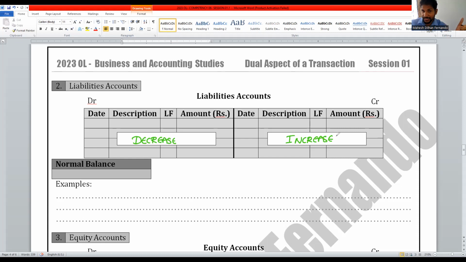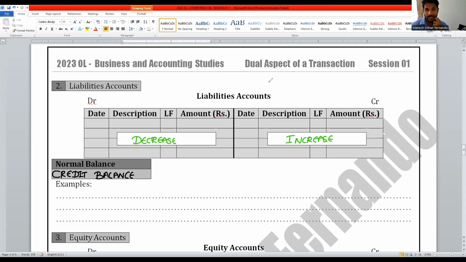This is different from the assets. Because assets increase debit, decrease credit. Liabilities increase credit, decrease debit. Do you know the normal balance? The normal balance of the liabilities account is found in the credit side. The normal balance of liabilities is a credit balance. Yes, Vibhu, that is correct.